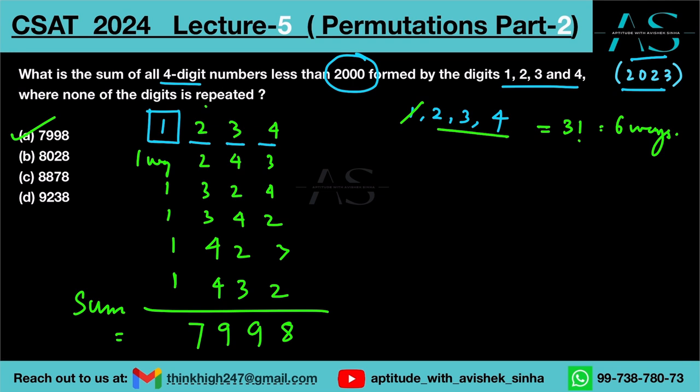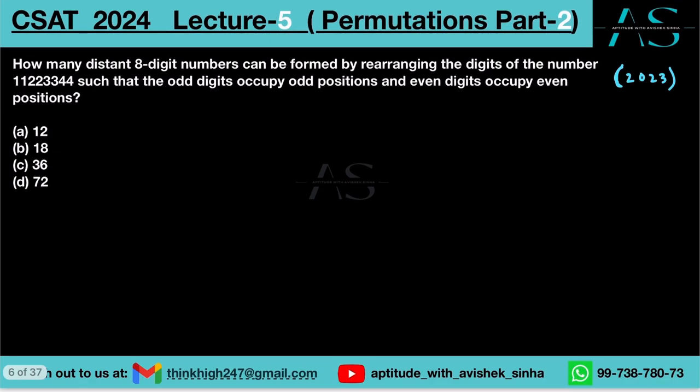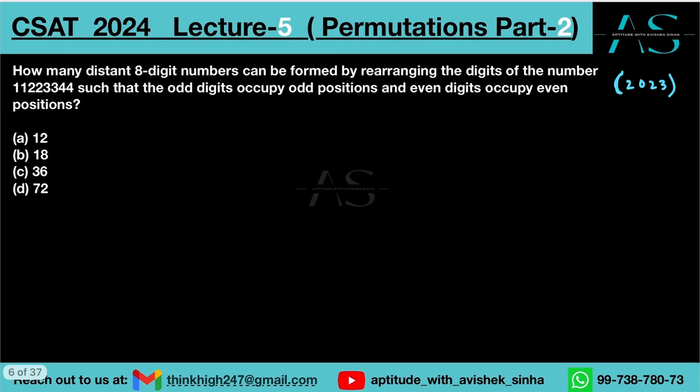This was the question again based on permutation. This year's paper, it was not that tough. Okay. Again, a question on permutations. This year's 2023. How many distinct 8-digit numbers can be formed by rearranging the digits of the number such that the odd digits occupy odd positions and even digits occupy even positions?